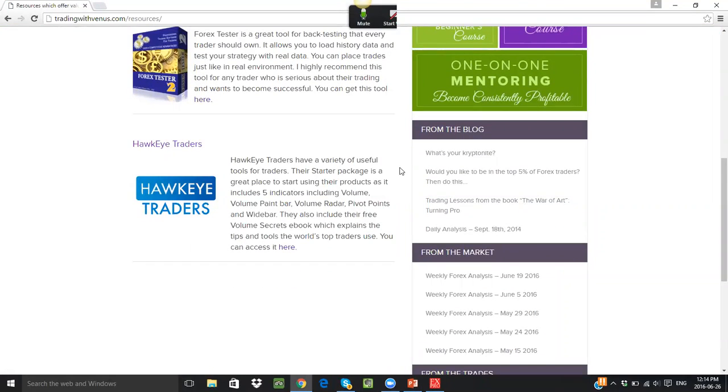This will take you to their starter package, which basically gives you the volume indicator, volume paint bar, volume radar, pivot points, and white bar. I don't use any of these other things. I just use the volume. But you get a few extra things with it if you wanted to.